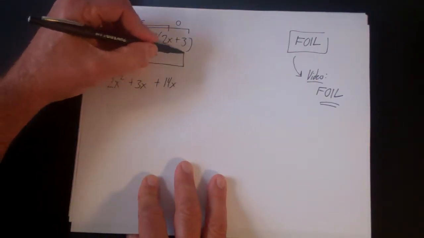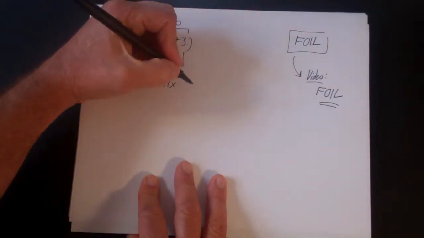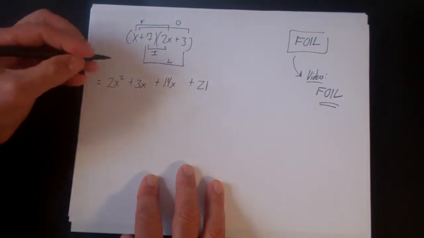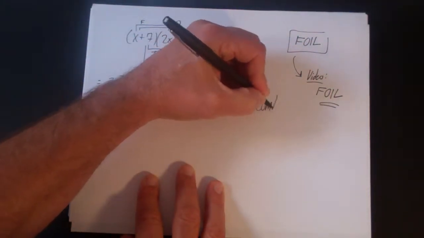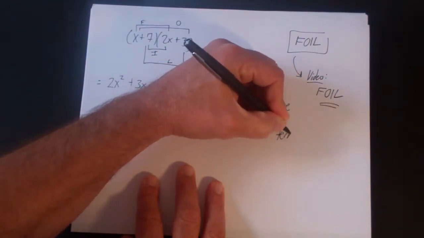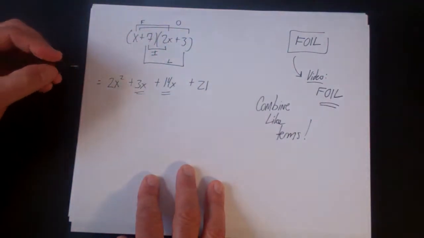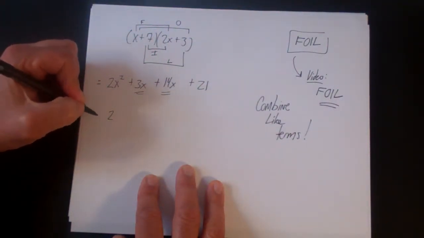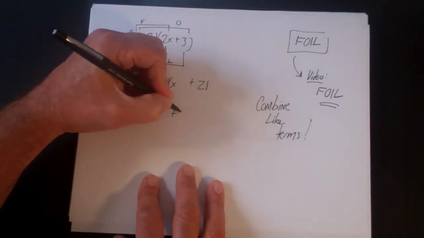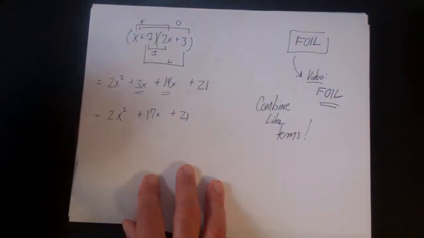And last, you have last. First, outer, inner, last. That's 7 times 3, which is positive 21. At this point, you need to combine like terms. You have a 3x and a 14x, that becomes a 17x. So your final answer is 2x squared plus 17x plus 21. And that's your answer.